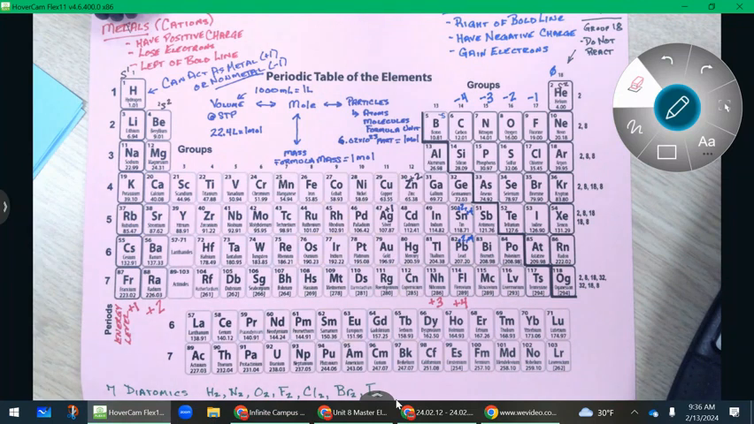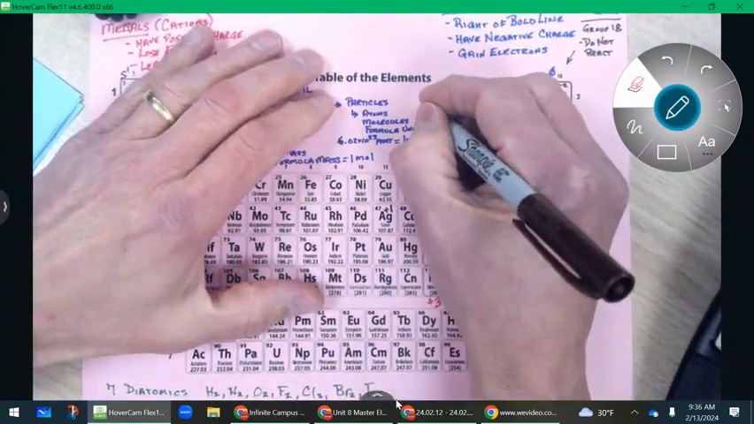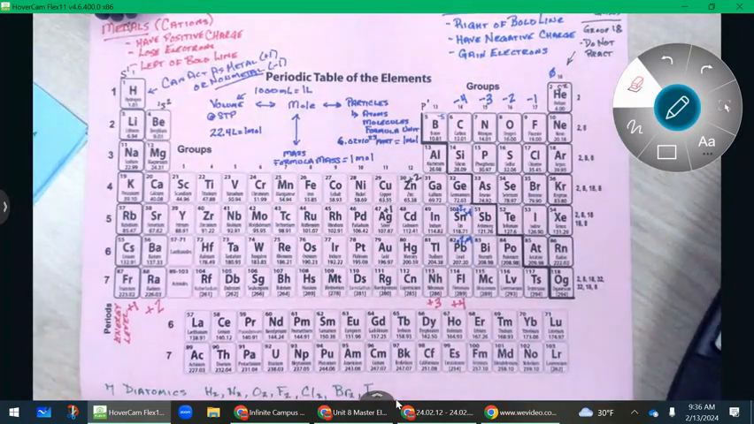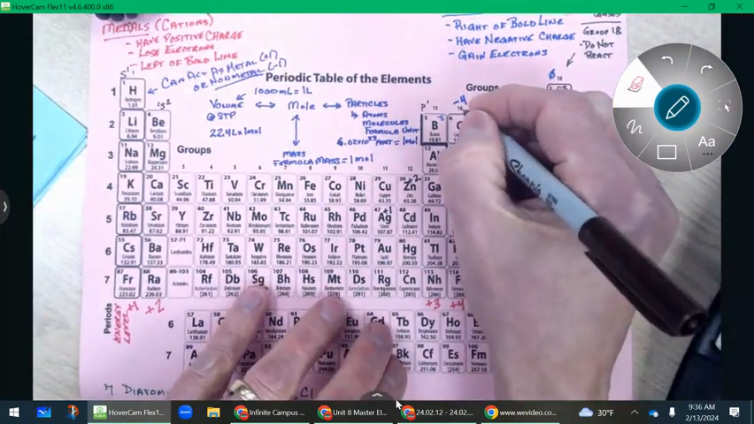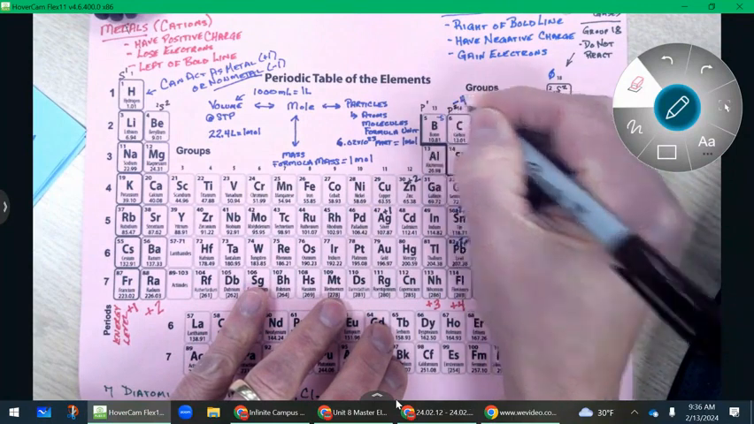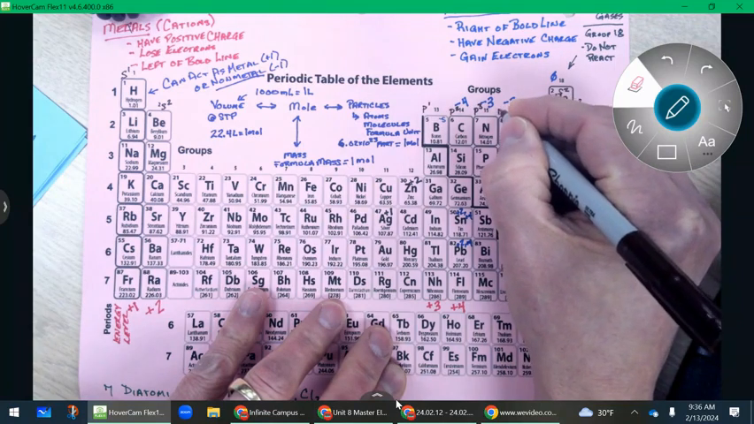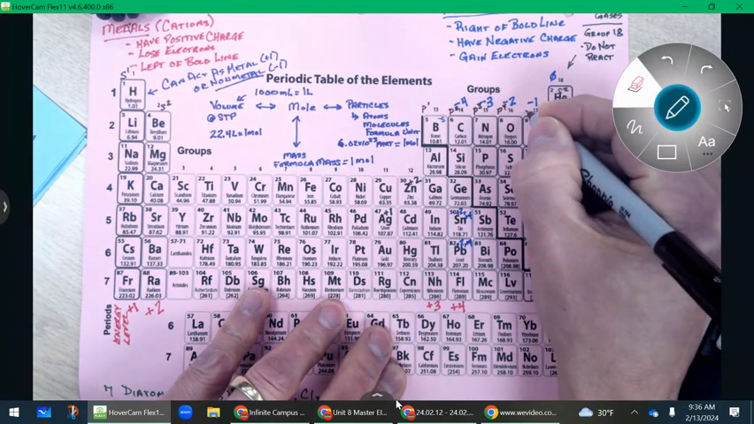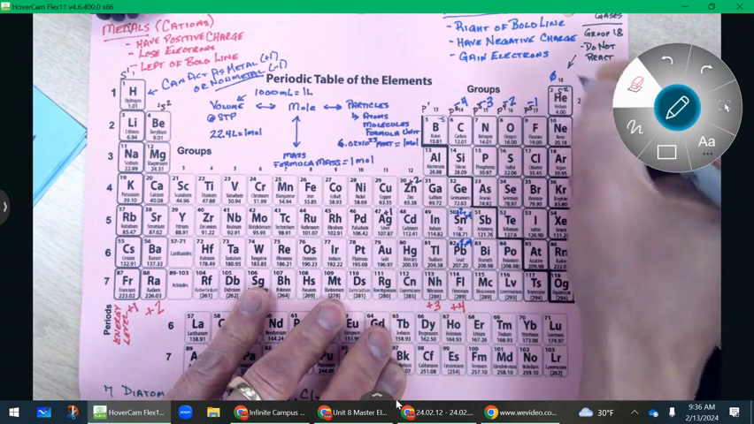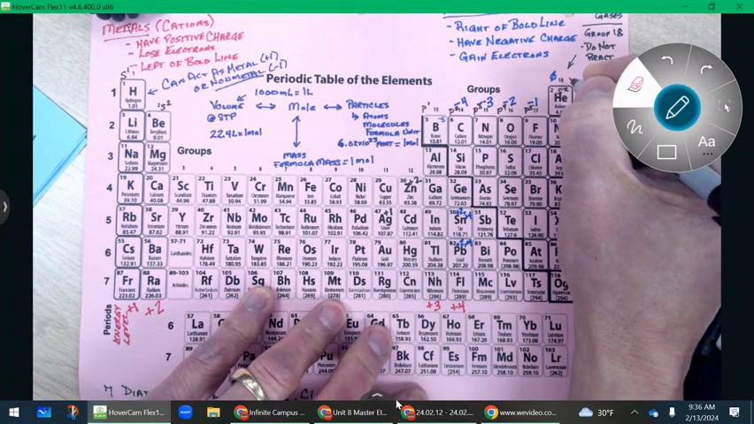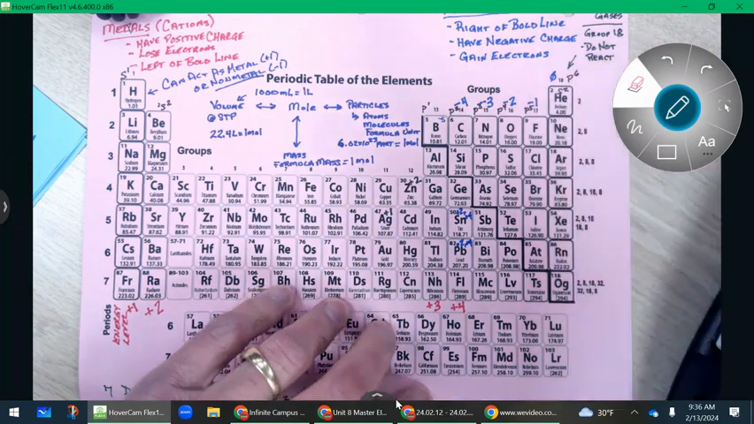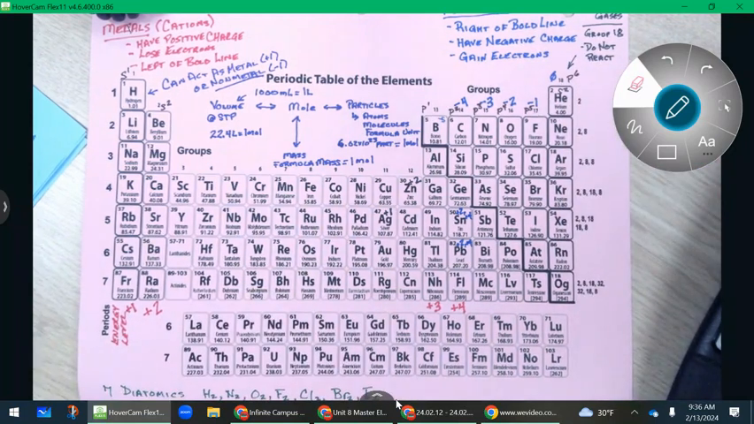S1, S2. Okay? Now, above boron, I am going to write P1. Above carbon, I am going to write P2. Above nitrogen, P3. Above oxygen, P4. Above fluorine, P5. And I am going to go above the noble gases and do P6. The only one that wouldn't end that way is which? Helium, which would end S2.